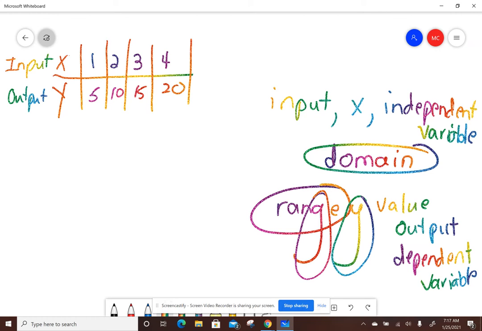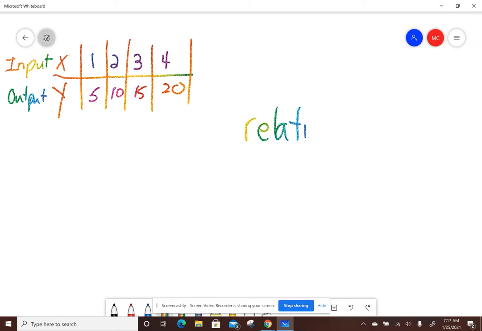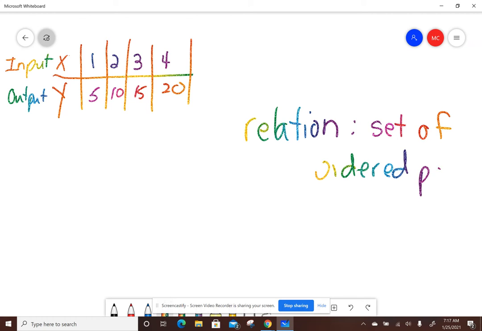Now, when you have a pair of X and Y values, that is a relation. A relation, you should add this to your notes underneath function. A relation is a set of ordered pairs. Okay, that's what a relation is. It's a set of ordered pairs. So write this underneath function on page 3, that a relation is a set of ordered pairs.